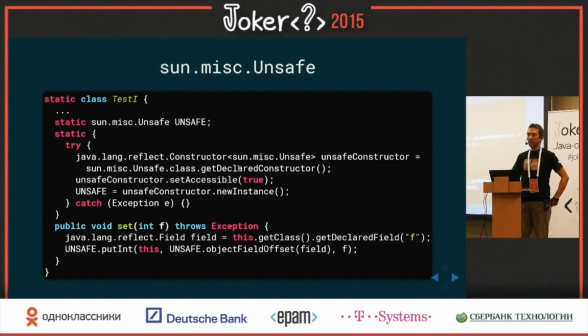And finally, the last possibility to change a final field is, of course, the beloved Unsafe class, about which I have given many talks here and at other conferences and on the mailing lists. With Unsafe, it's a little similar to JNI. Once you get a handle to Unsafe, you can actually change anything you want, and it works similarly to the reflection example. You get a reference to the field, and then with Unsafe you can get the offset of the field inside the class, and then you can call Unsafe putInt and change the field.